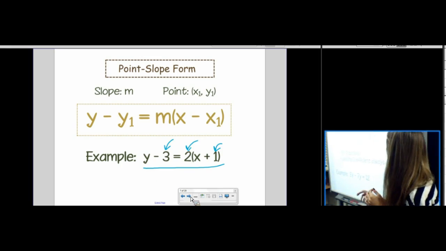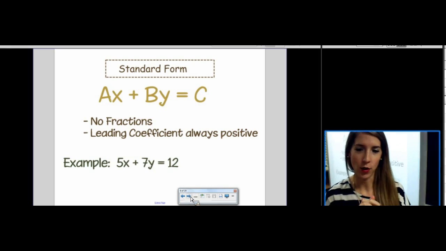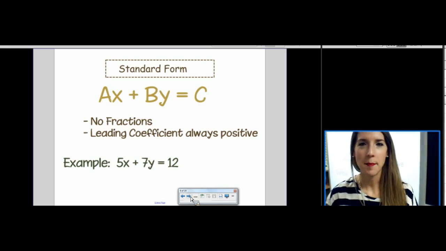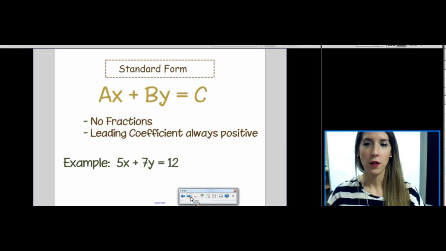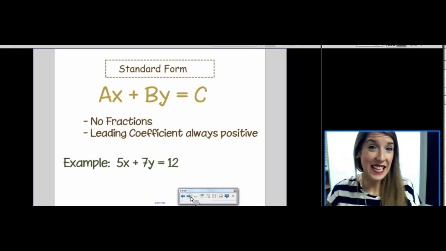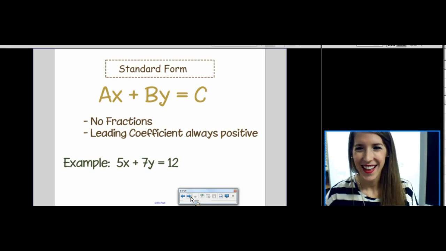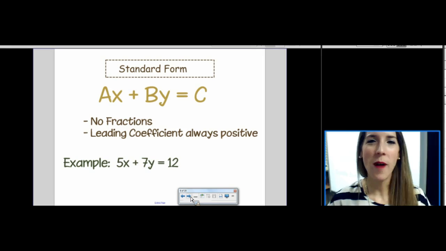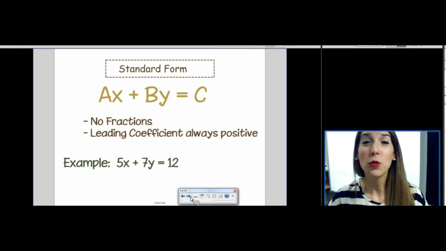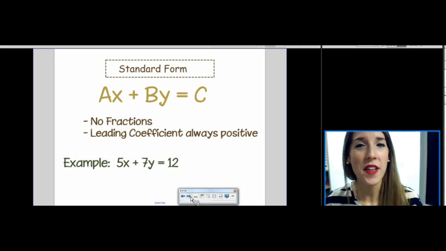Okay, last form. Standard form. Number 3, standard form. I call this like the bow tie form. It's the most formal form. It's when you want to be all fancy, you do standard form. Yeah, it's the formal one. You're going to a formal event. Ax plus By equals C. There's rules to this form. This form is so formal that it has rules.